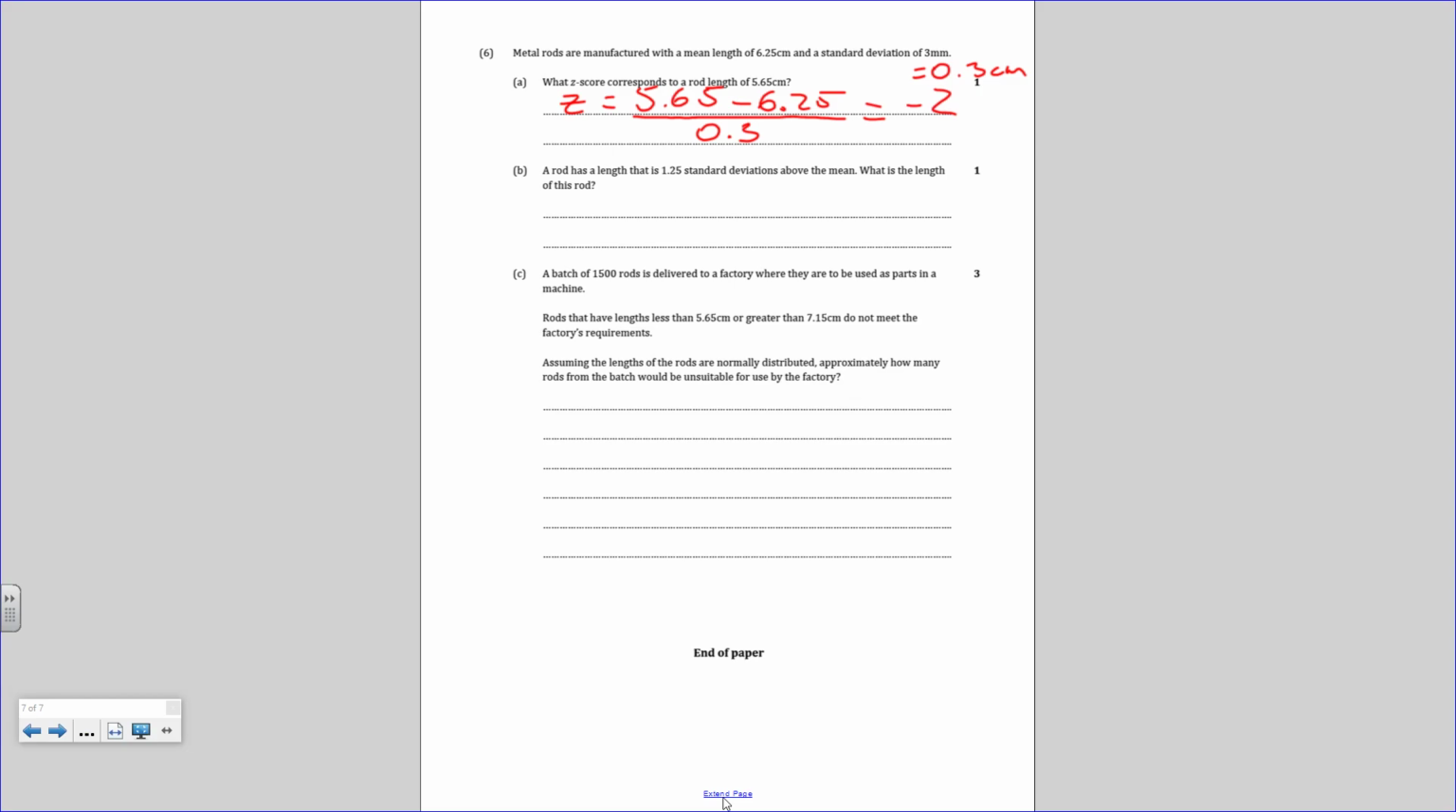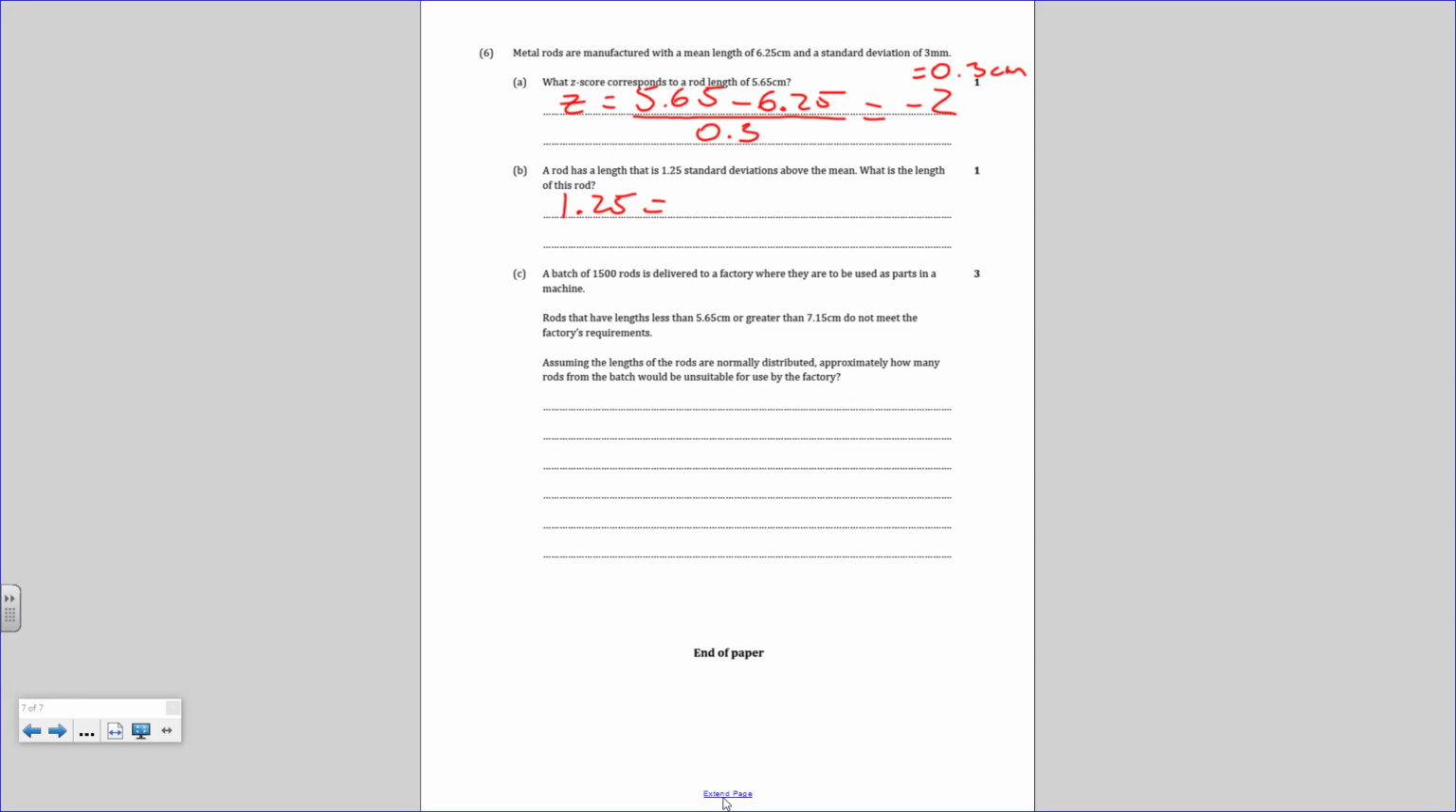Next, this is kind of like the opposite version of this. Here we're saying a rod has a length that is 1.25 standard deviations above the mean. What that's basically saying is it has a z-score of 1.25. Remember, the z-score, or the standardized score, tells you how many standard deviations away from the mean we are. So we can just put this into the z-score formula. We've got 1.25 equals, and we're trying to find what that score is.